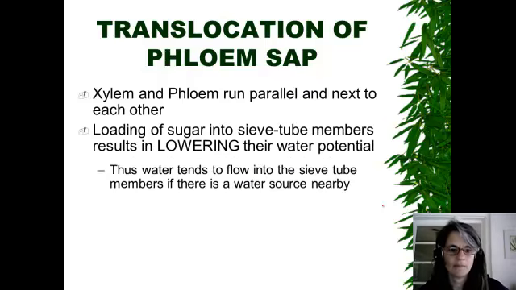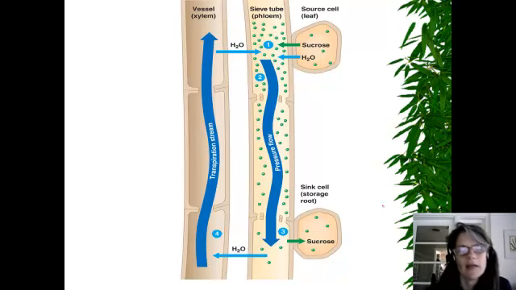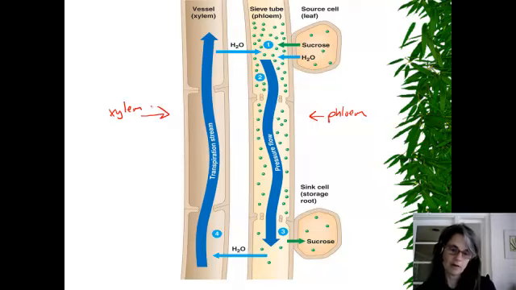Let me try to explain it. So this is representing the phloem. This is representing the xylem, and you notice they run parallel to each other. Where there's phloem, there's always xylem. Where there's xylem, there's always phloem. Now this is the photosynthetic cell that was creating the sucrose.